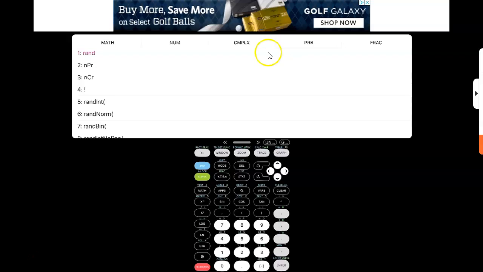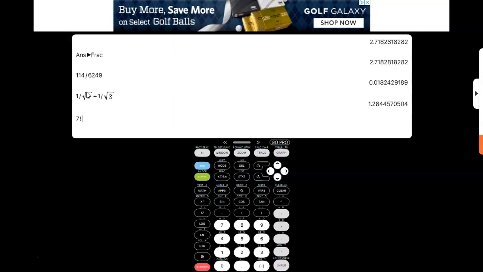So on mine, the first is a random number generator. NPR, that's something for permutations. NCR, that's something for combinations. And then in here it is number 4, factorial. So you can just select it, highlight it, or you could always just type the number for it to automatically do it as well. So there it is, 7 factorial, and you see we get our answer of 5040.